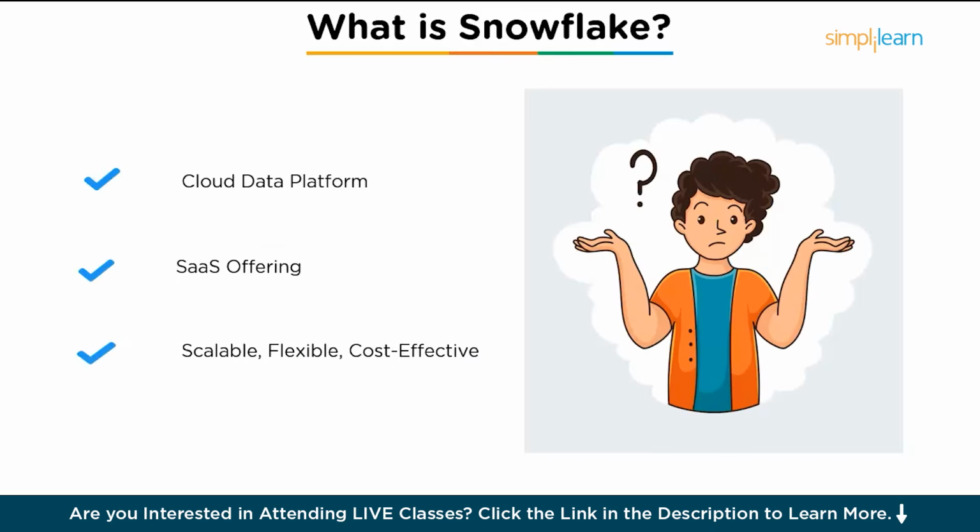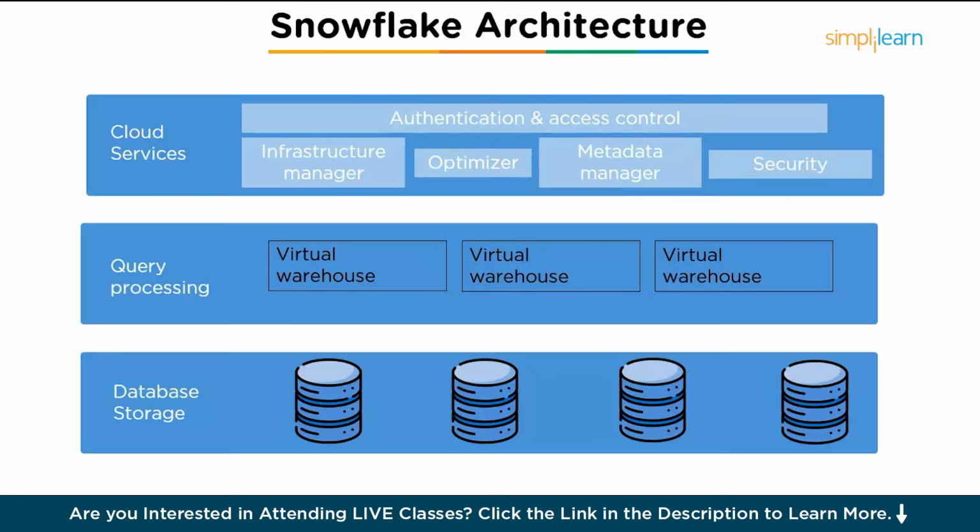So what is Snowflake? Snowflake is a cloud-native data platform delivered as software as a service, or SaaS. It's designed to be highly scalable, flexible, and cost-effective, allowing organizations to consolidate, integrate, and analyze all their data in one place. Now we are looking at the architecture of Snowflake, a modern cloud-based data platform. Snowflake is built on a unique multi-layer architecture that separates storage, compute, and services, allowing it to scale efficiently and independently.